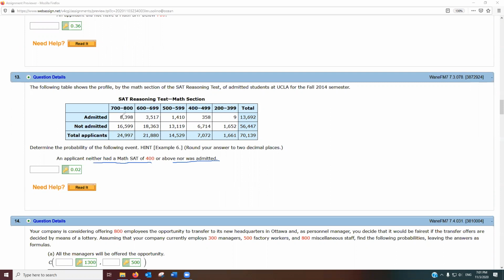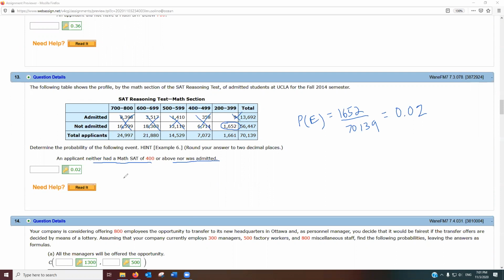Well, that means I've got to cross out all of these numbers, right? If you didn't have a math SAT score of 400 or above, it means you had an SAT score below 400 and was not admitted. Well, this is not admitted right here. So the only cell in this table that meets the event is this 1652. So this probability is going to be 1652 over 7139. If you work that out on your calculator, I think you'll get 0.02.